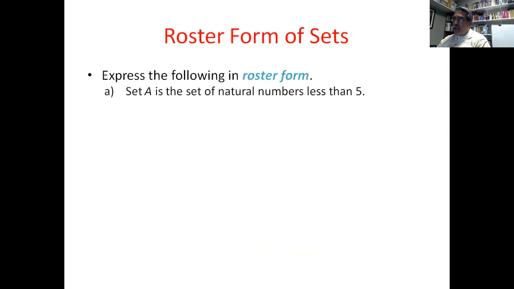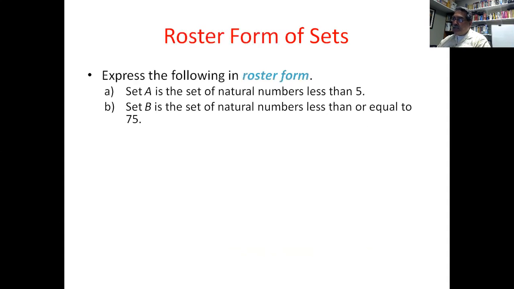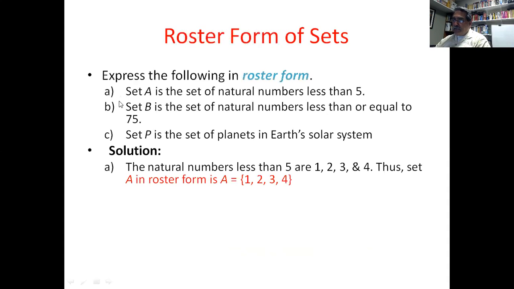The roster form: we want to express the following in roster form. Set A is the set of natural numbers less than 5. Set B is the set of natural numbers less than or equal to 75. Let's go on. For set A, the set of natural numbers less than 5, if we want to express it in roster form, it includes 1, 2, 3, and 4. Natural numbers cannot have negative numbers, and they cannot have fractions. 1, 2, 3, 4, and we put that in braces like this. This is expressing it in roster form.